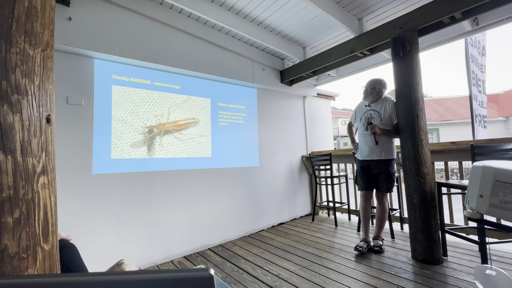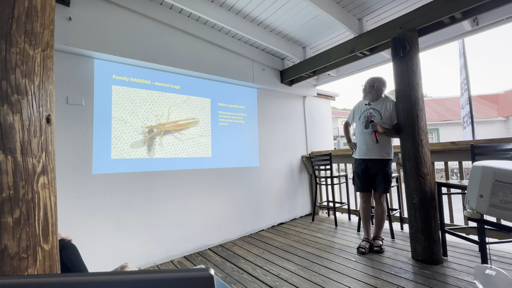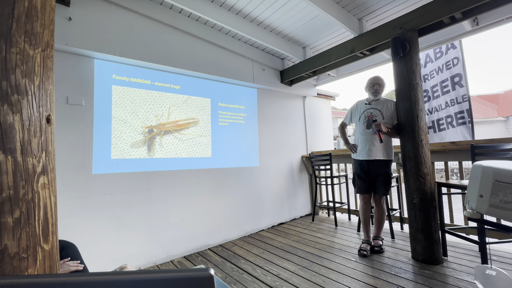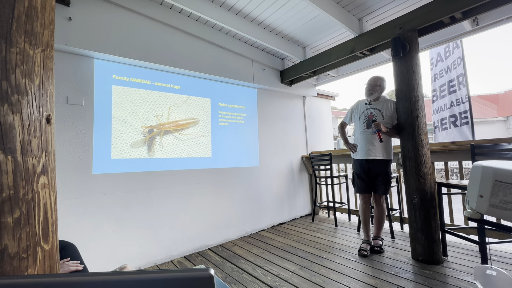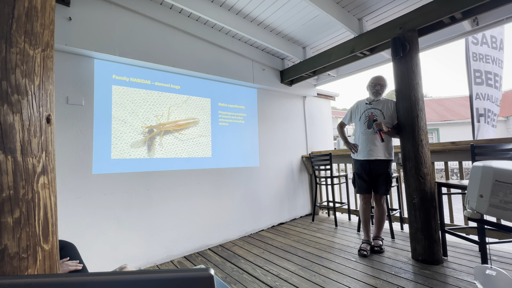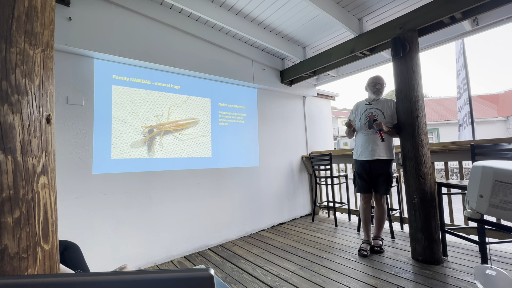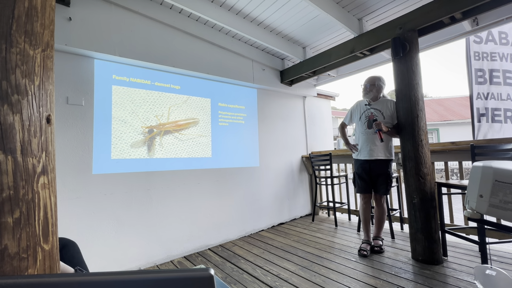Next one. Here you see the family Nabidae, or damsel bugs. They are predators, as you can see from the slides. They live from flies, but also from spiders. And they are rather polyphagous, so they do not depend on a single kind of prey, but they eat virtually everything that is small enough for them to attack. And indeed also spiders.